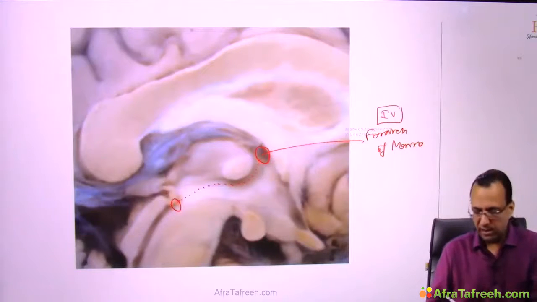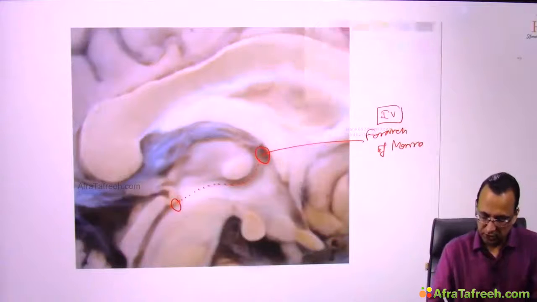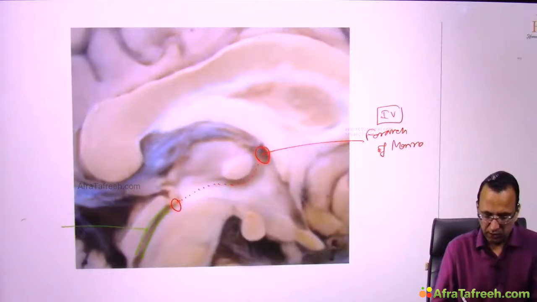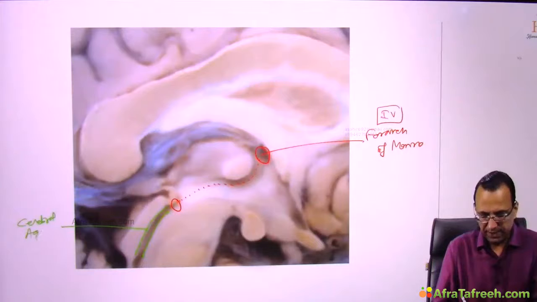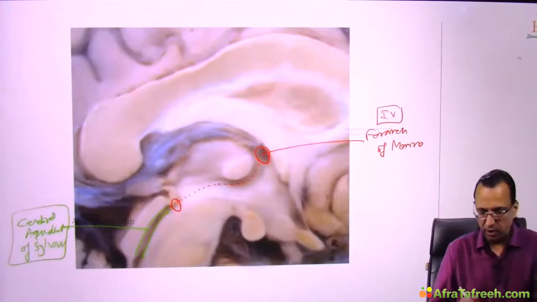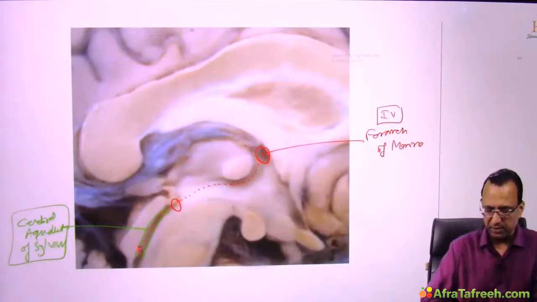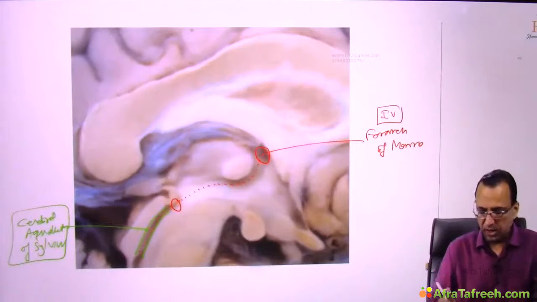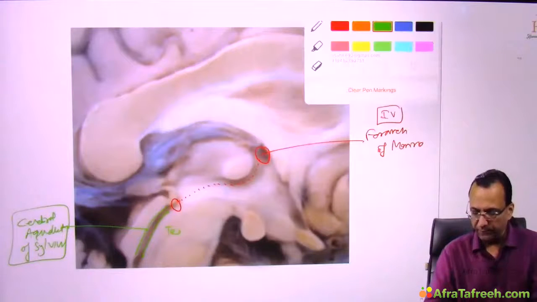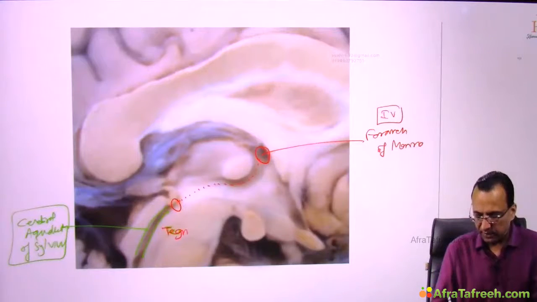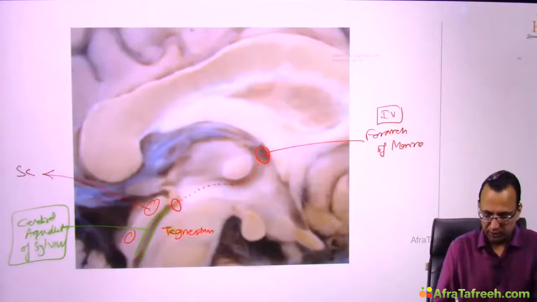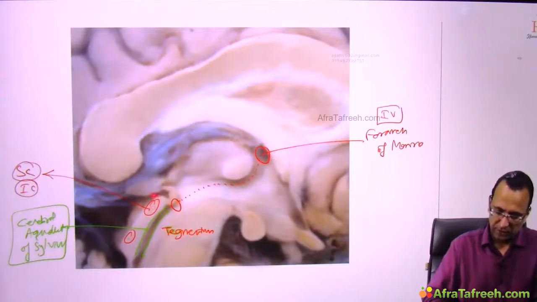What is that? That is the cerebral aqueduct of Sylvius. Is that in the midbrain? Yes, it is midbrain because this is the tegmentum part of midbrain and that is the tectum part of the midbrain. This is superior colliculus and this is inferior colliculus. This is the tectum part of the midbrain.